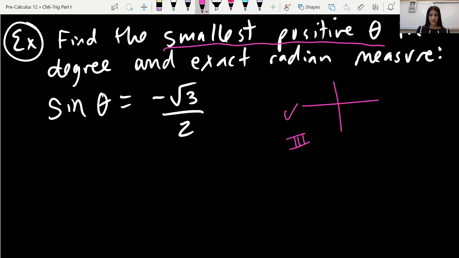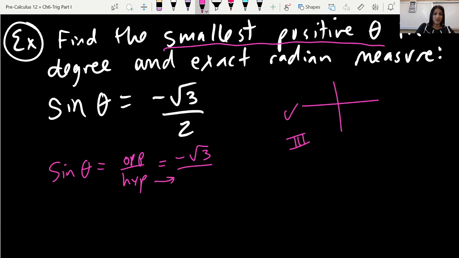There's my first step. Then the other thing that I do is I think, okay, sine of theta is equal to opposite over hypotenuse. So my opposite must be negative root 3, and my hypotenuse must be 2. Which makes sense because if I were to draw this out, if that's my theta, opposite to that would be negative because it's the y value. And the hypotenuse, of course, is going to be positive. We know that it always is. So this is, again, helping me to figure out where I am and what's going on here.